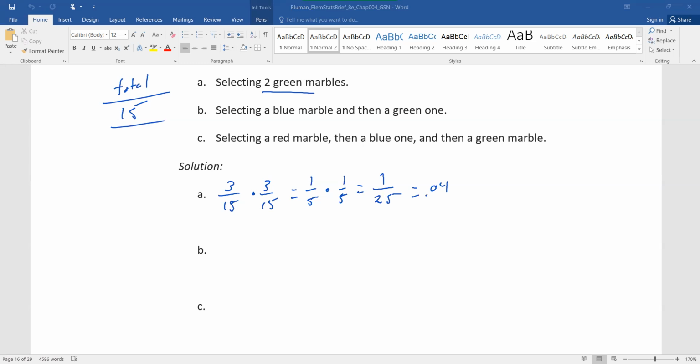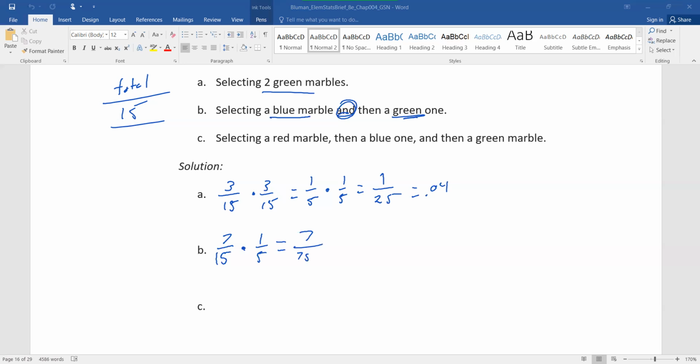All righty. On B, it says select a blue marble and then a green one. So that means what? Multiply. So what's the probability I'll get a blue one? Very good. And then what's the probability I'll get a green one? 3 out of 15, which we also note is what? 1/5. You don't have to simplify, it just makes your life a little bit easier because what's 7 times 1? 7. What's 15 times 5?